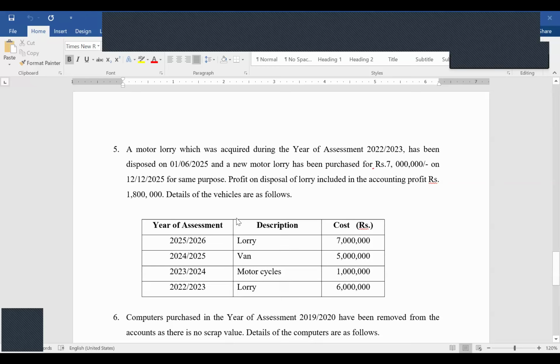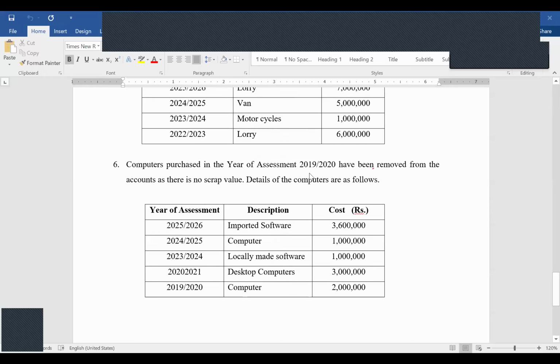So it says another 7 million lorry was purchased during this year of assessment. That means that is also a lorry purchased during this period. So we can grant capital allowances for that lorry, but what we have to consider is whether we used this lorry during this period or not. If we used that lorry during this period, capital allowances can be granted.